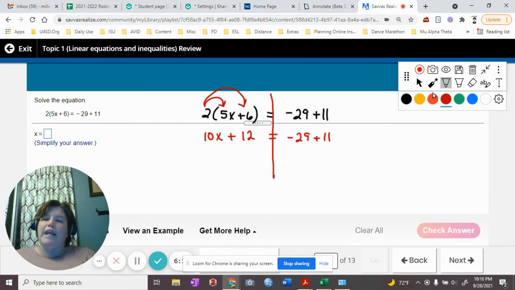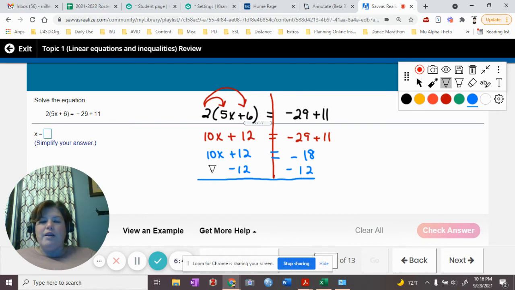Okay, so now we look for like terms. Well, negative 29 and 11 are like terms. So we have 10x plus 12 equals negative 18 because negative 29 plus 11, we're going to do 29 minus 11, and the 29 carries more weight. That's the sign we keep. So now I will subtract 12 from both sides so we undo our constant. So 10x equals negative 30.